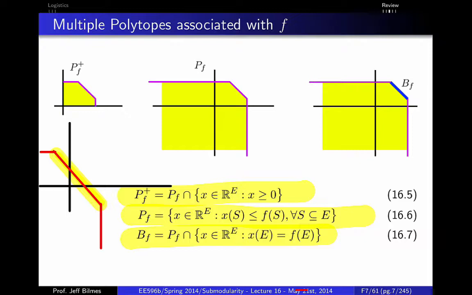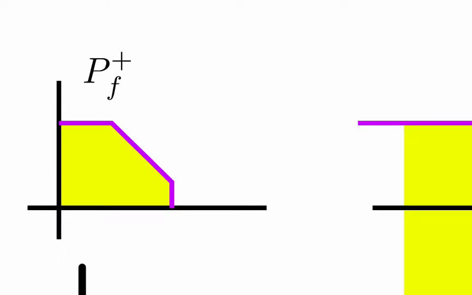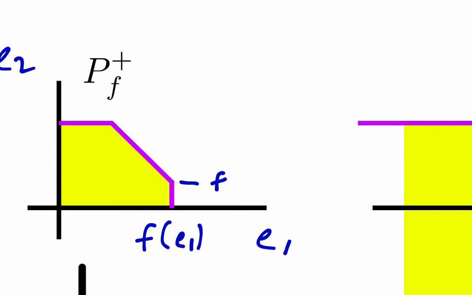If it's the case that the polytope is in one of these cases here, so notice that for PF plus, basically all of the structure is in the positive orthant, right, in this case. And so let's zoom in on this one on the left for a minute, the upper left, right? So remember we said that this was like, let's call this axis E1 and this axis E2. And so we said that this point was f of E1, and this height was f of E2 given E1, and this height was f of E2.